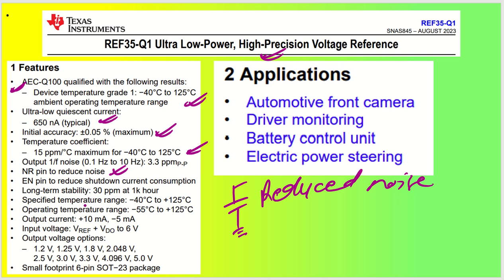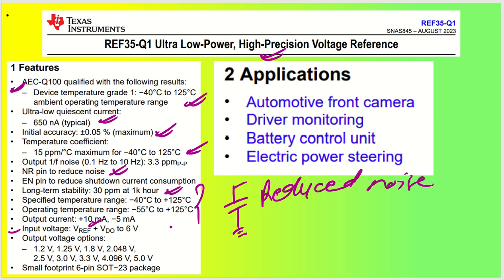We have 1000 hours at 30 ppm. Okay, so very long term stability is there. It has a storage temperature and operating temperature of 125 degree centigrade, that we already told you, right? It has output current capability of plus 10 milliampere sourcing and minus 5 milliamperes sinking capability. So it can sink current also with 5 milliamperes.